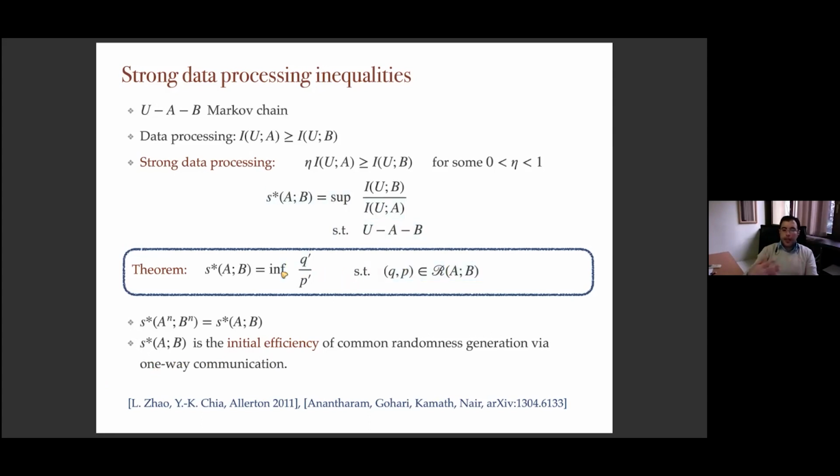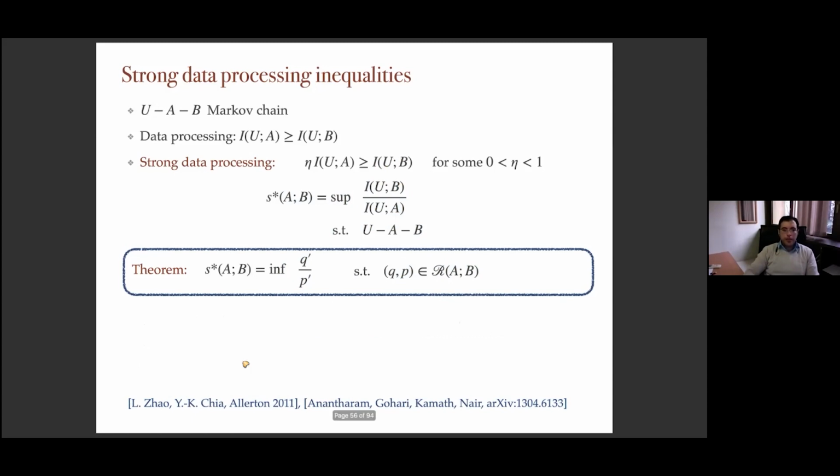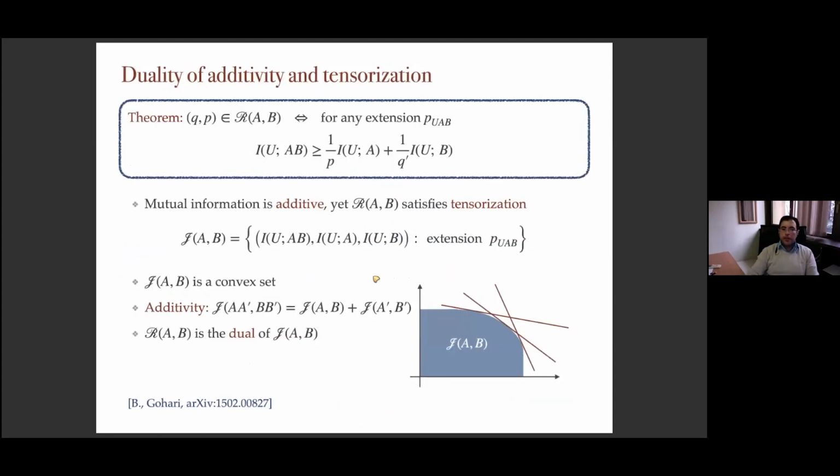The point is that this problem of common shared randomness generation with one-way communication can be characterized in terms of mutual informations with some auxiliary random variable U like this. And then that initial efficiency or that derivative would be essentially the supremum, and that's why we get this S star. So this example of S star is an example of the scenario that I told you about.